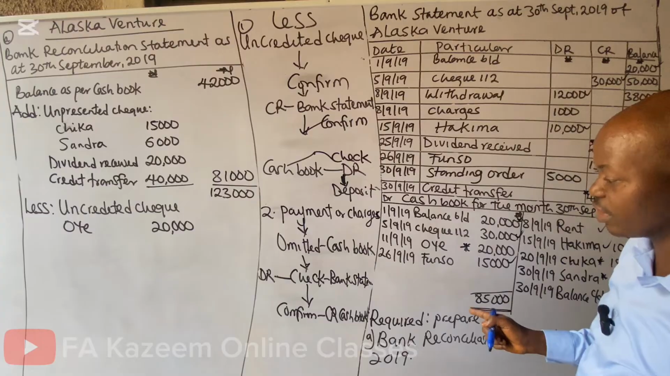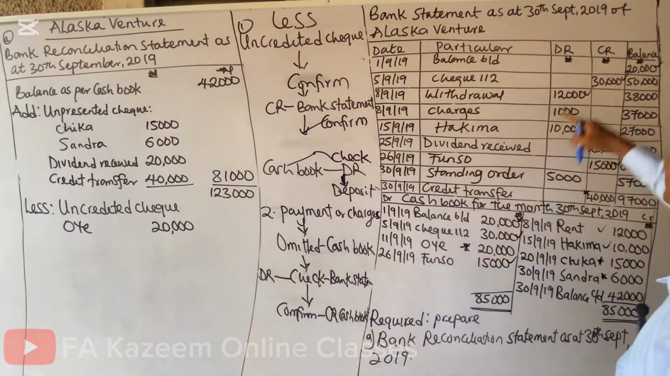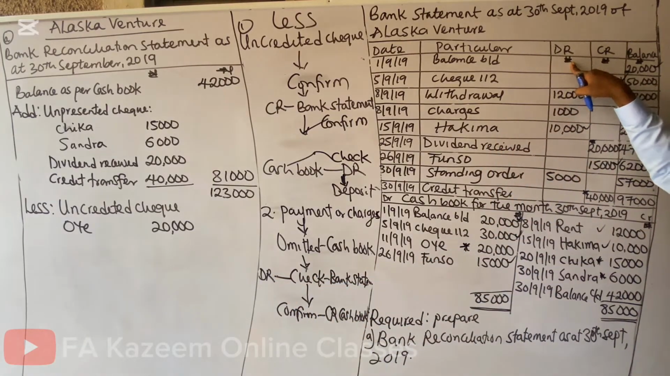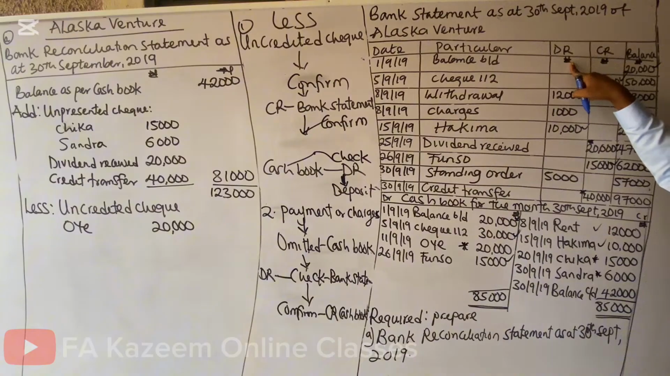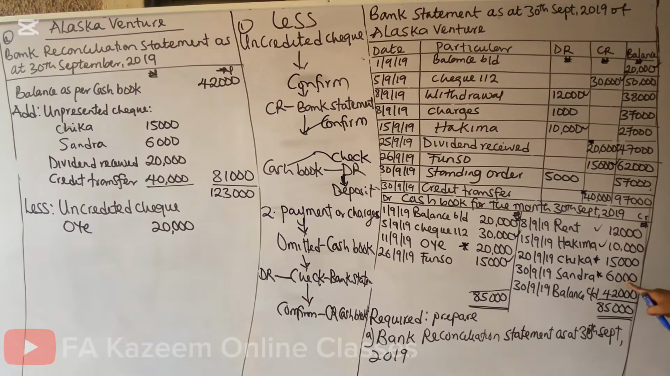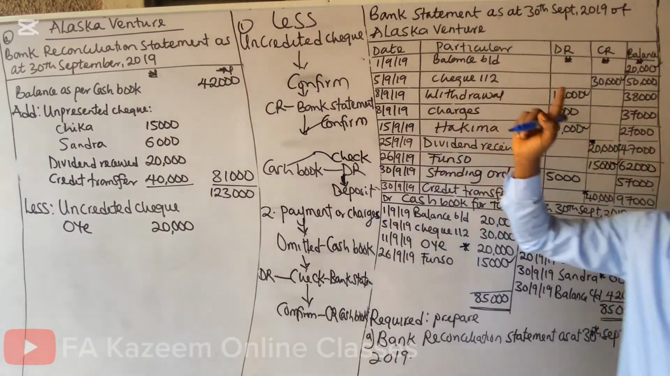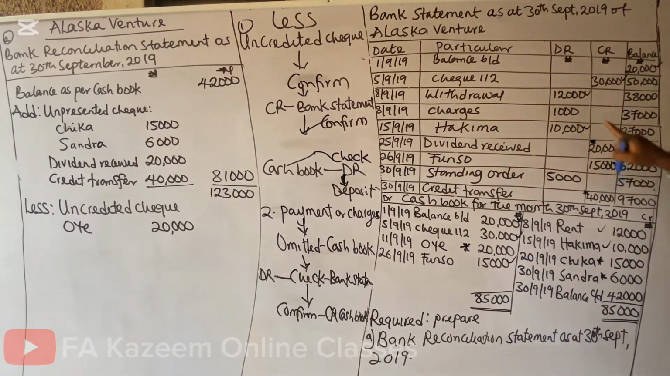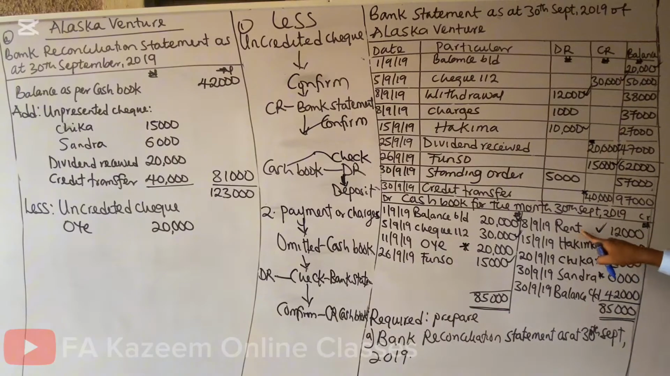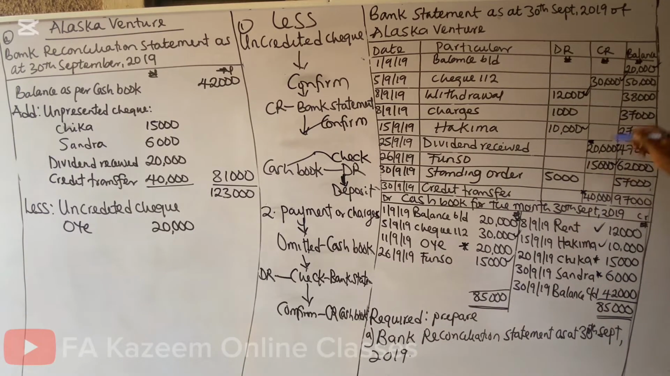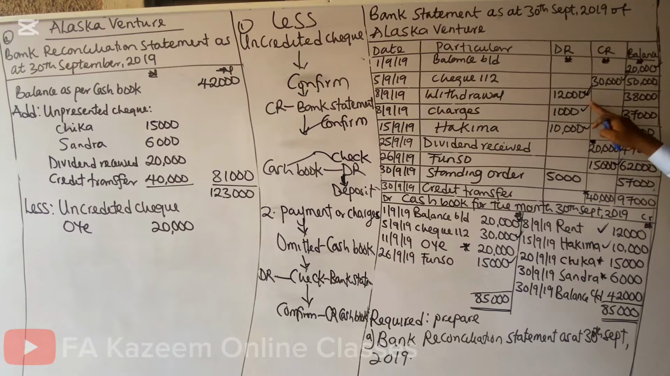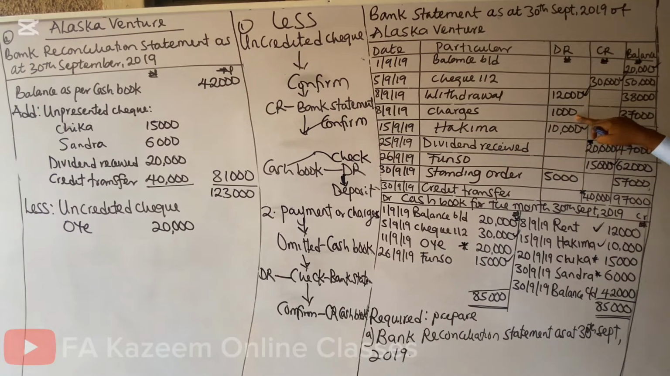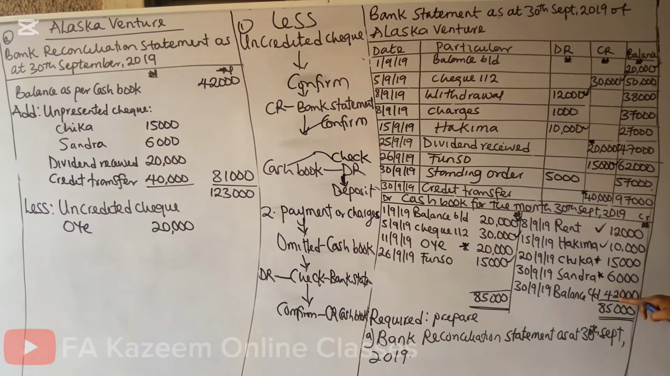Now, let's check. What are we checking? Debit side of our bank statement. This is for withdrawal. If there's any withdrawal here, it must be payment on the credit side of the cash book. If the payment is not recorded, it has been omitted. In that case, let's check. We have 12,000 withdrawal. It was used to pay for rent. We have payment of charges of 1,000. I've checked it. Charges is not here.